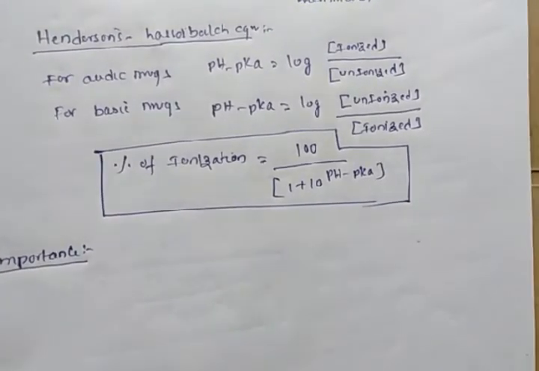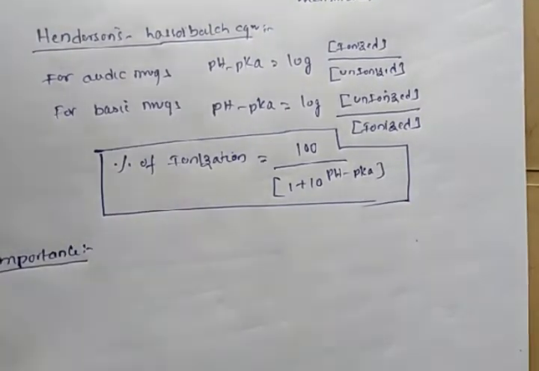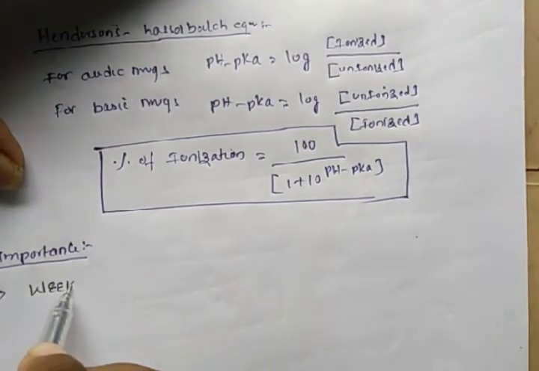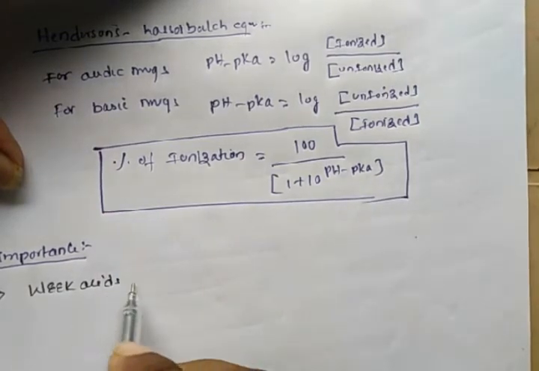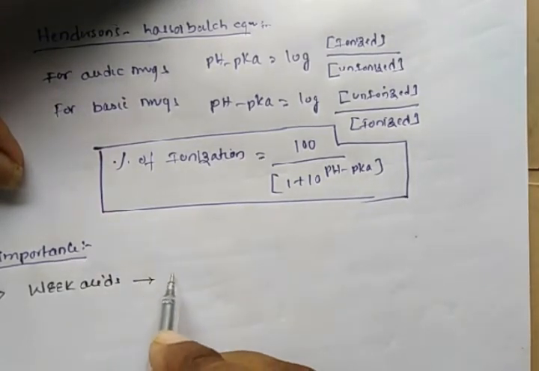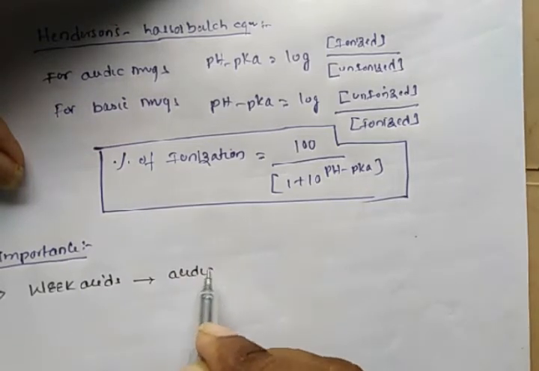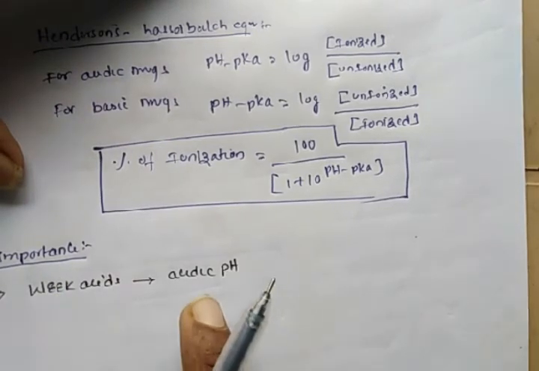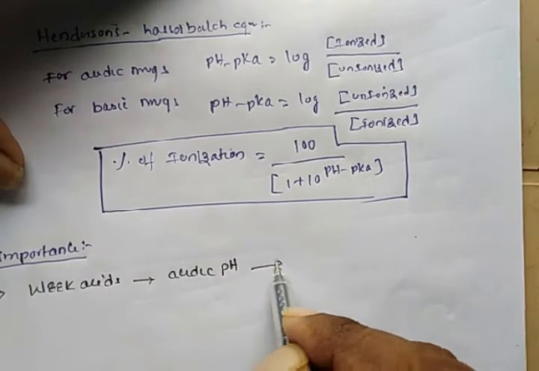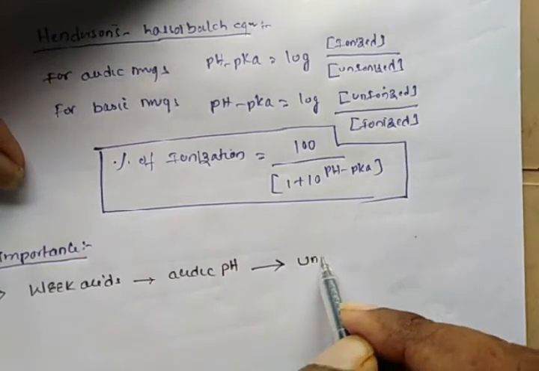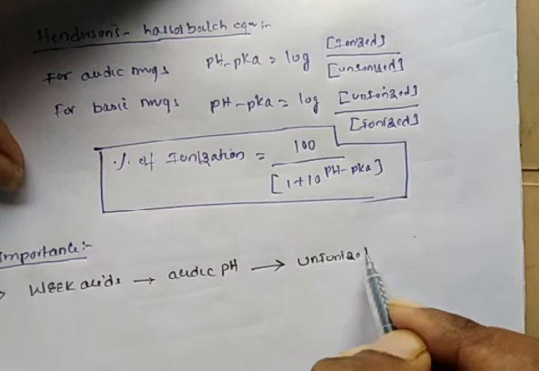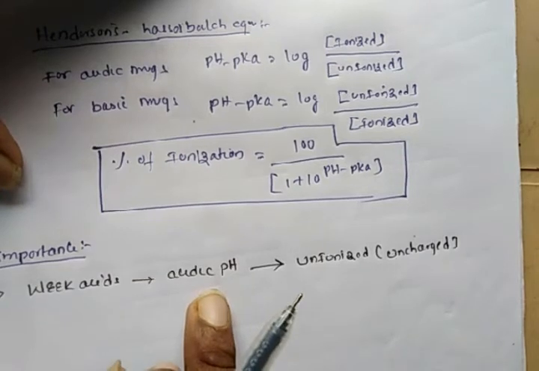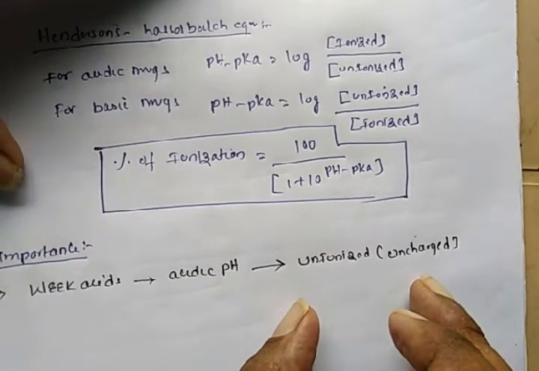So coming to the importance. The importance of this ionization concept is weak acids in acidic pH. Whenever you add a weak acid to an acidic pH solution, the drug is unionized. It is uncharged; a weak acid in an acidic pH medium doesn't undergo ionization.